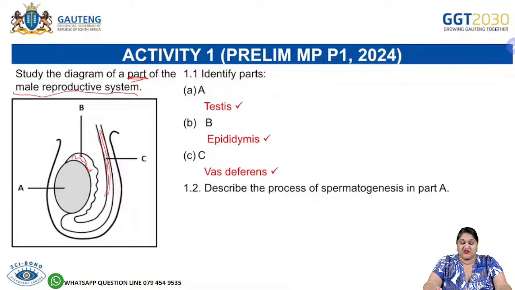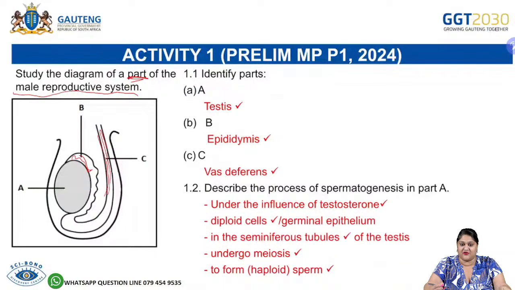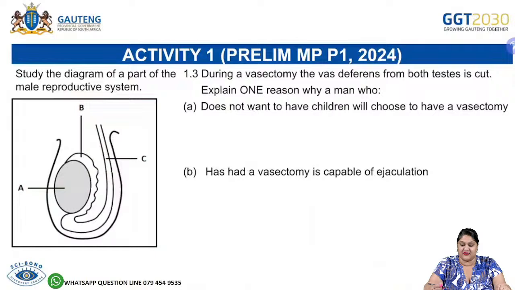Now they're asking us to describe the process of spermatogenesis in part A. Okay, so we haven't done this one yet. I'm going to quickly skip it, and then we're going to come back to it later. It's the one that we're going to do next. During a vasectomy, a vas deferens from both testes is cut. Explain one reason why a man who does not want to have children will choose to have a vasectomy.